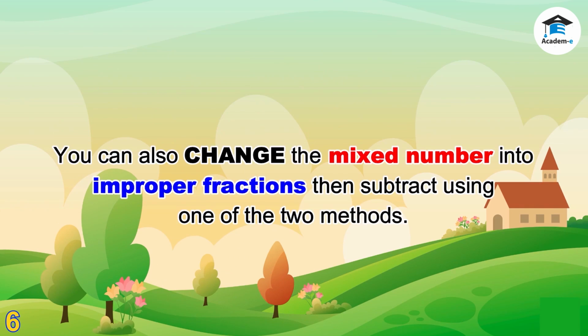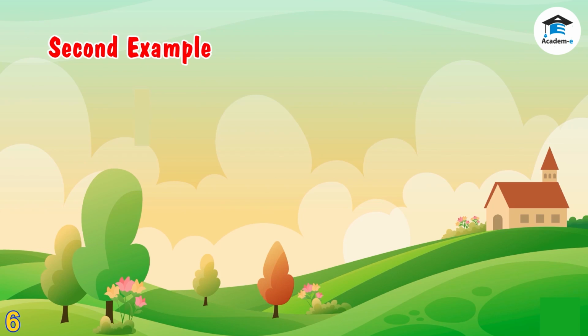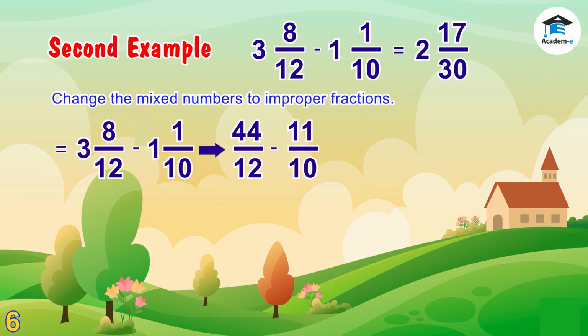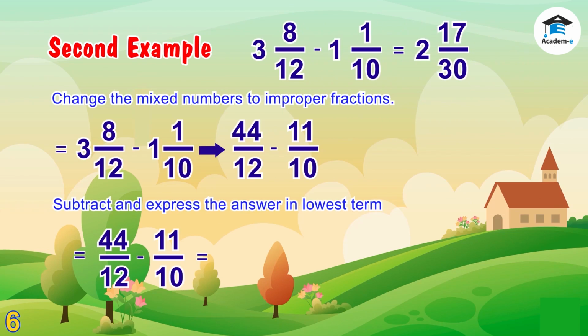You can also change the mixed number into improper fractions, then subtract using one of the two methods. Second example. Change the mixed numbers to improper fractions. Subtract and express the answer in lowest term.